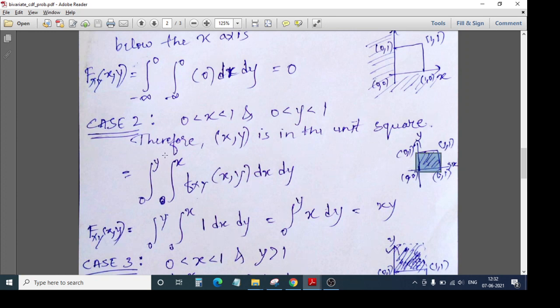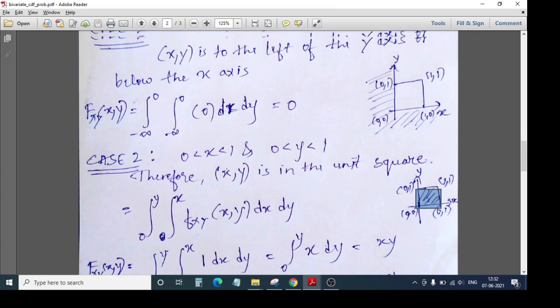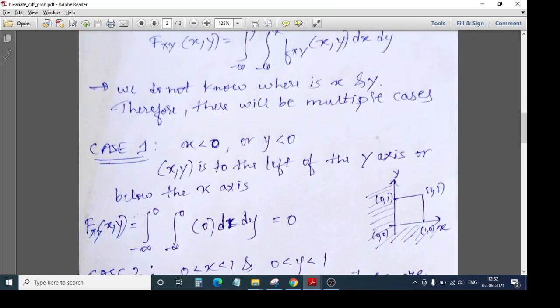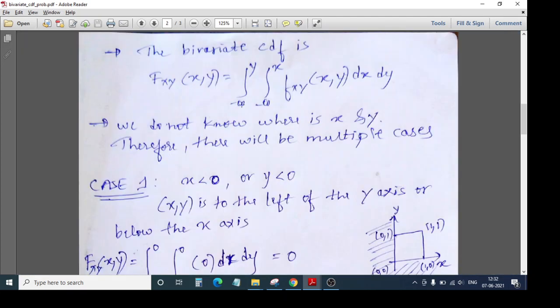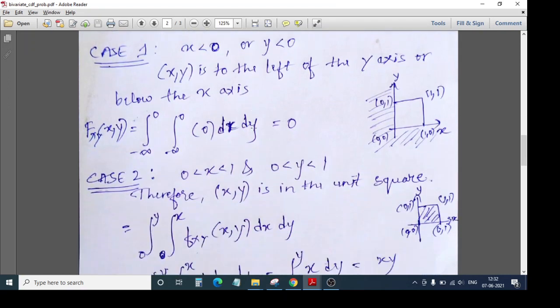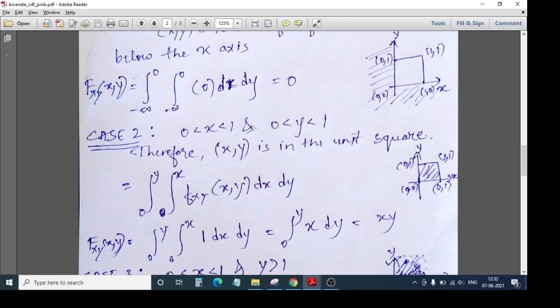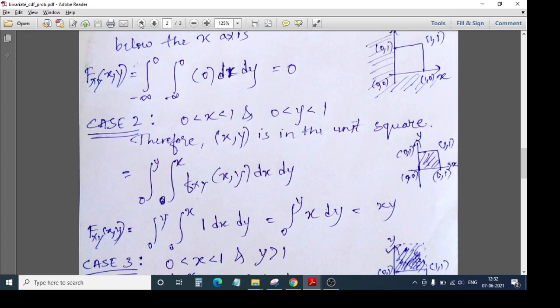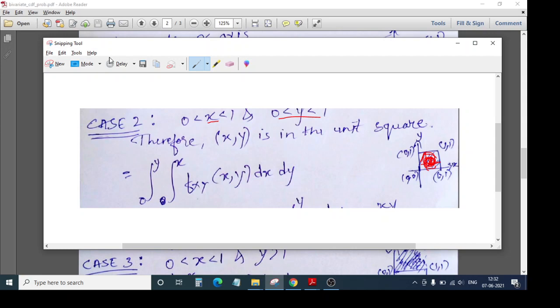Now what would happen with the integration then? What is the formula we have, friends? It is nothing but minus infinity to x, and minus infinity to y. So this formula has to be split up now. How to split this formula? We will see that. So let us get back to our board.